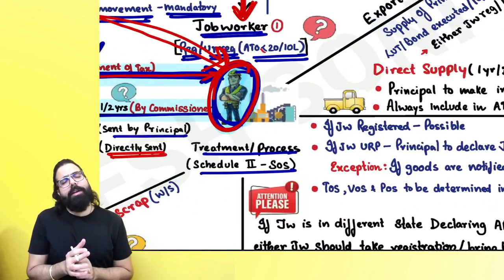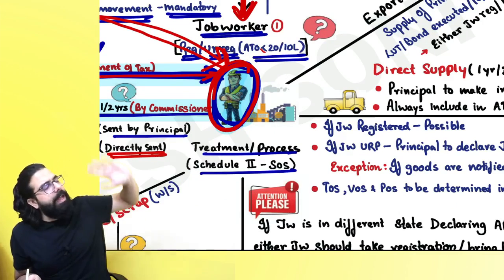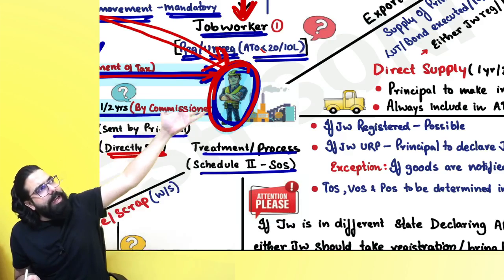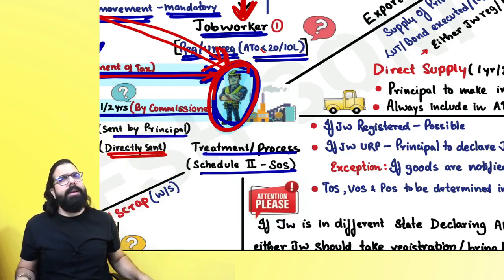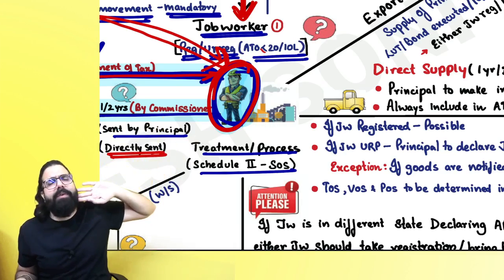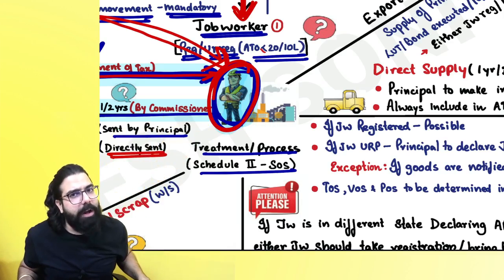The goods are with the job worker, the job worker did the job work. Once the job worker has done the job work, remember one thing. Supposing I have sent the goods to Delhi. In Delhi, my goods went, job work done. Now, getting it back to Karnataka is such a difficult thing. What I did, in Delhi only, I found someone who wanted to buy the goods. Can I sell directly from the job worker premises?